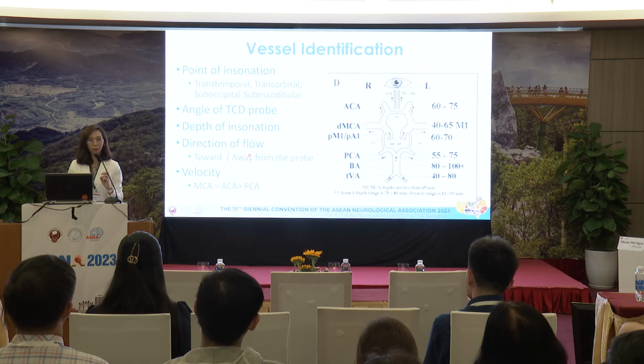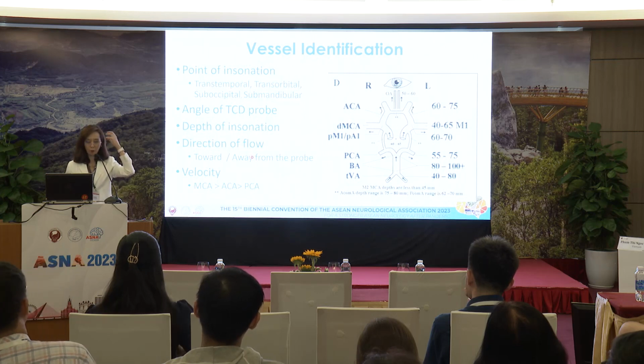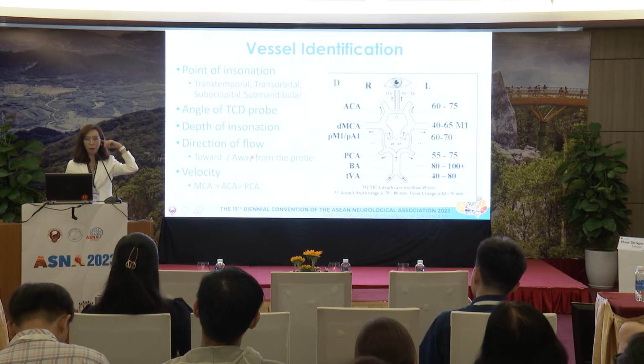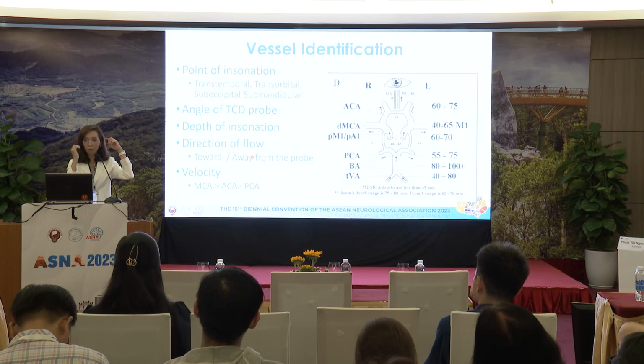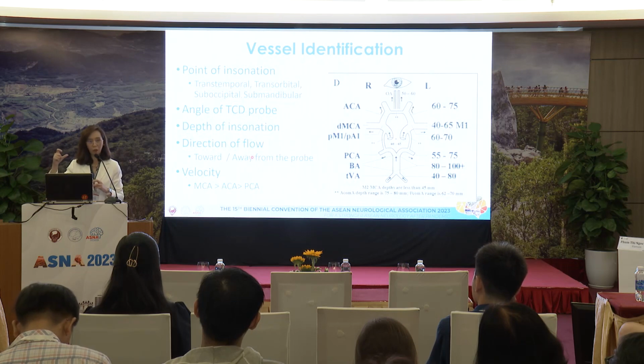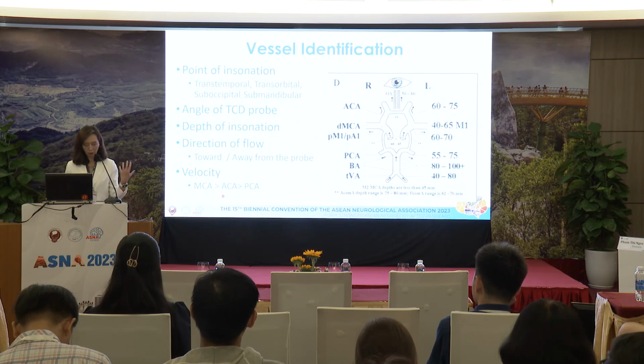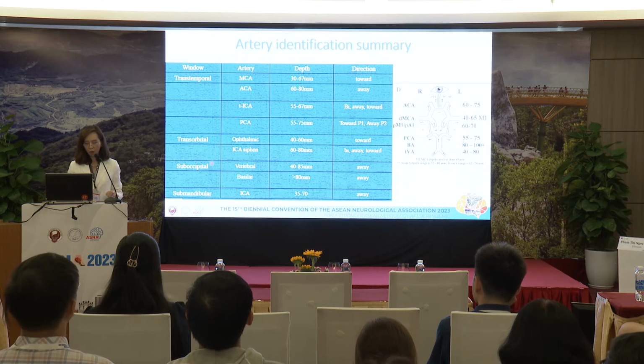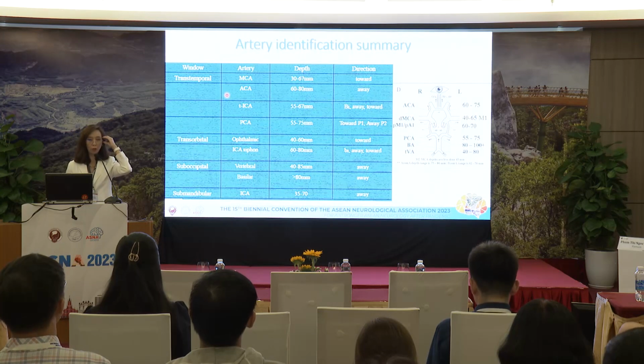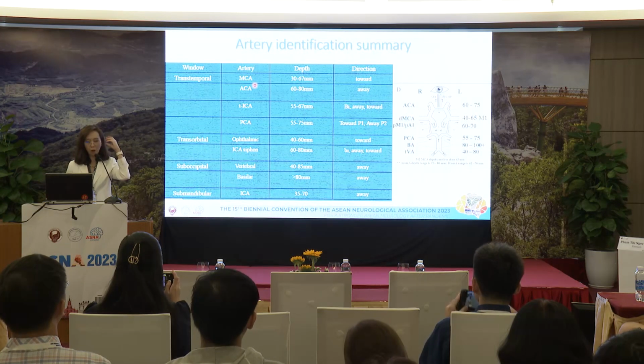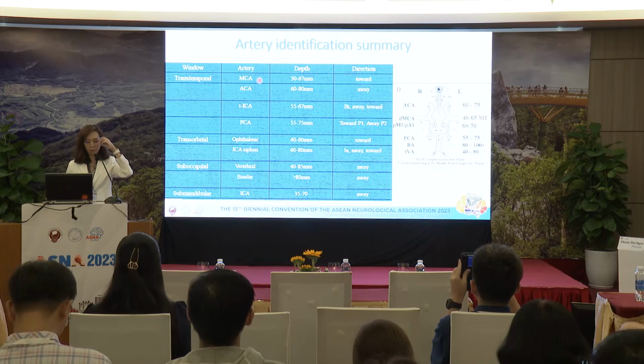Also the direction of flow, because you put the probe, for example, transtemporal, over at the temporal area. So middle cerebral artery would be moving towards the probe. So anything coming to the probe would be middle cerebral artery most of the time. And if you can trace it into different depth, that confirms you that it is a middle cerebral artery. And then velocity, usually MCA is higher than ACA and PCAs. So when you look at the transtemporal window, we usually look for middle cerebral artery first, and then we trace them along.